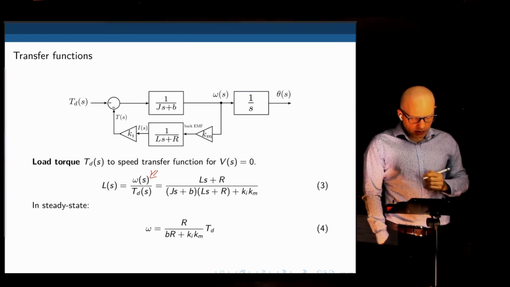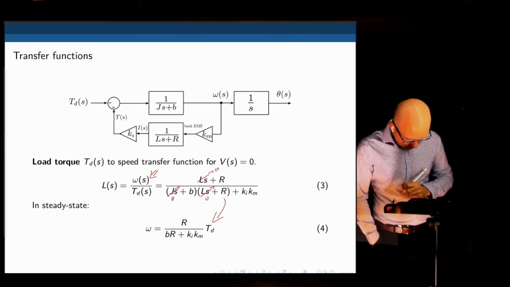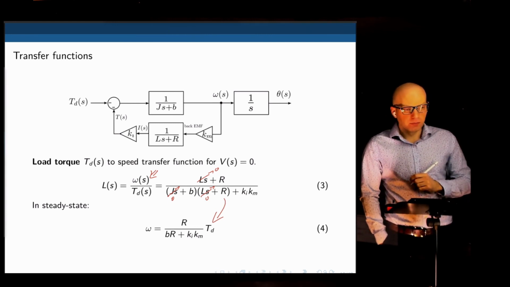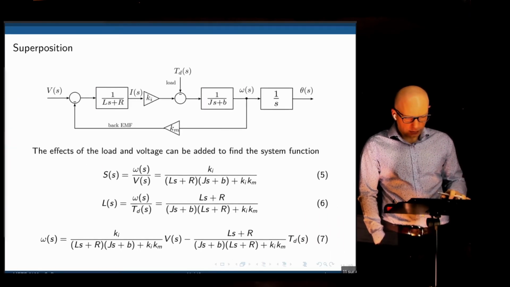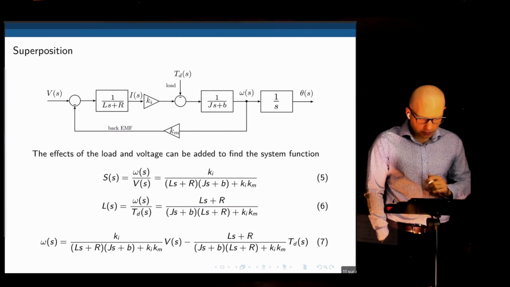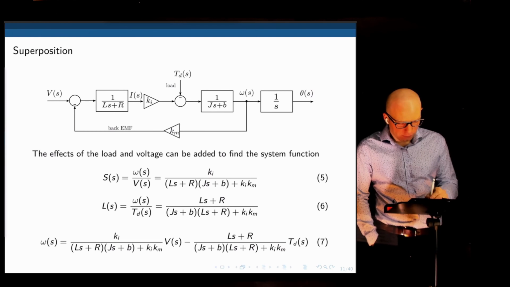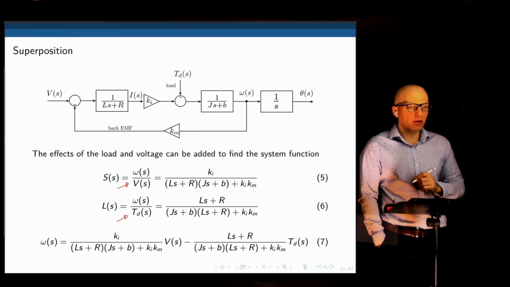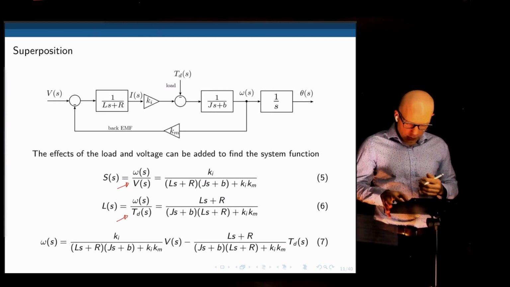If we are dealing with a steady state, then all these transients can be set to 0, and this simplifies to this simple equation here. Okay, now let's put all these functions together. Let's do the superposition for the speed first. We have two inputs. We have the voltage itself when the load torque is 0, and we have the effect of the load torque when the voltage is 0. These are the effects on the speed. So here we have these two transfer functions.